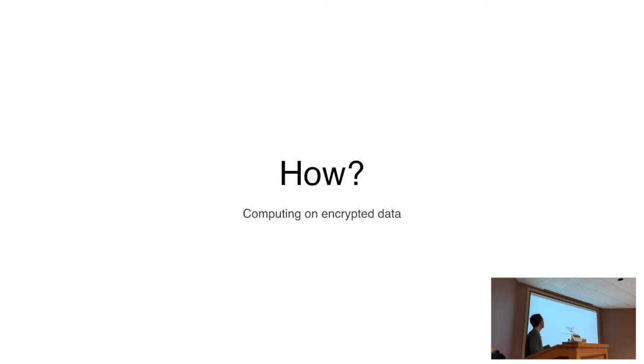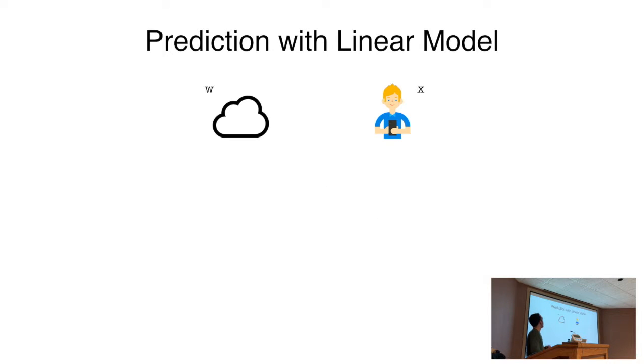So then, how are we going to do this? By computing on encrypted data. So how does that work? We're going to start off with the simplest machine learning example we can, which is prediction with a linear model. So just linear regression. For this specific example, on plain text data.